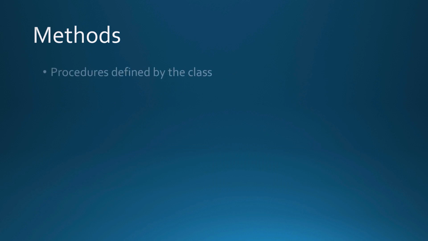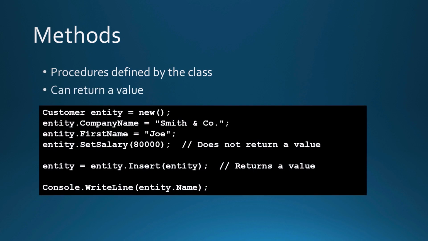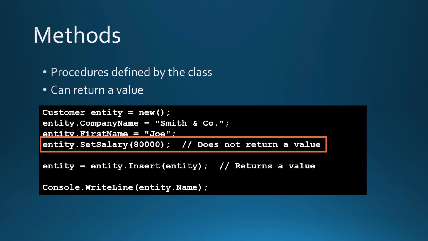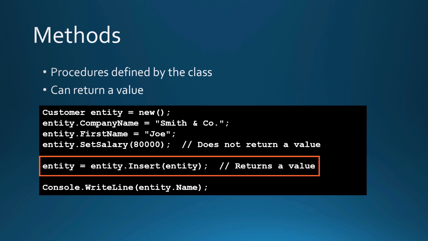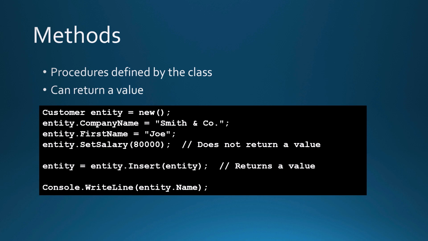Now, methods are procedures defined by the class. They can return a value or not return a value. Either way, doesn't matter. Customer entity equals new, and then I set the company name, the first name, and then I call a method that simply sets a salary, but it doesn't return any value. However, the next one, entity.insert, yes, that will return a value back, and you can see it being assigned on the left-hand side of that equal sign then.